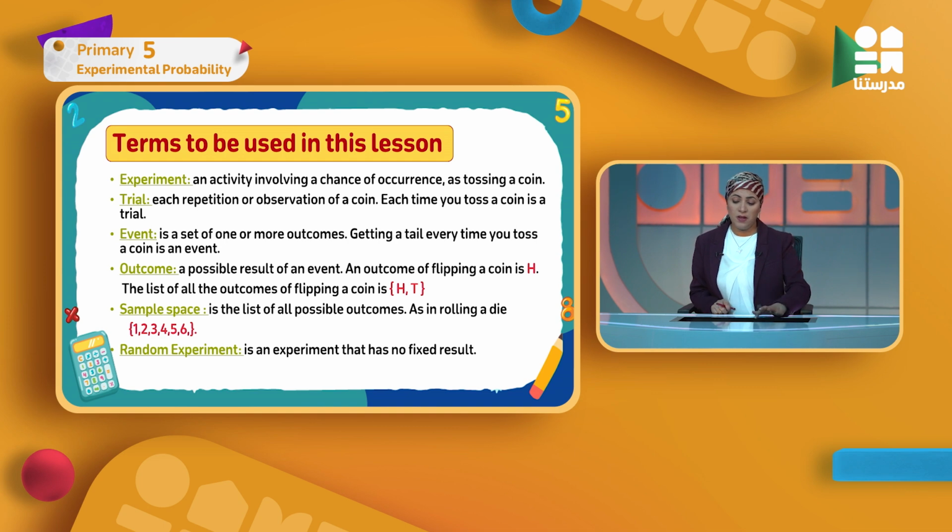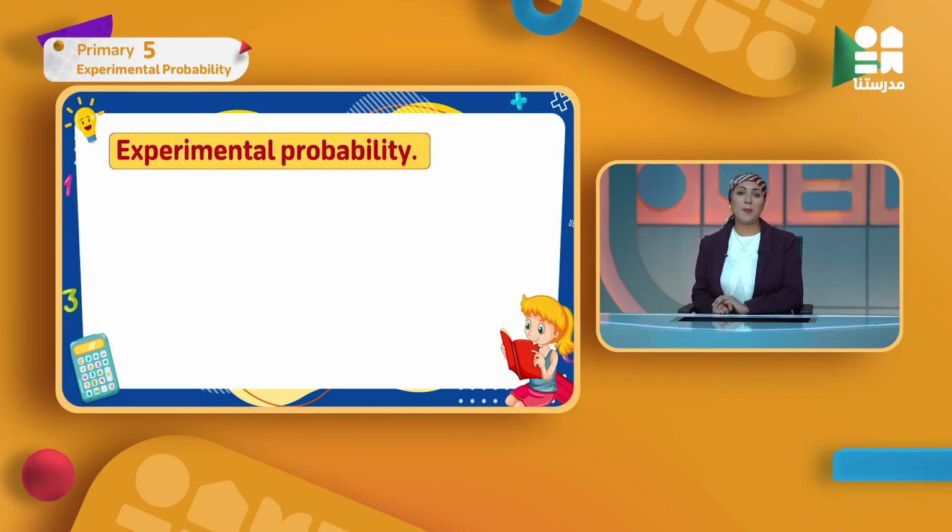Okay? So now we'll start the first part of the probability lesson, which is the experimental probability. Okay? What does it mean, the term experimental probability?